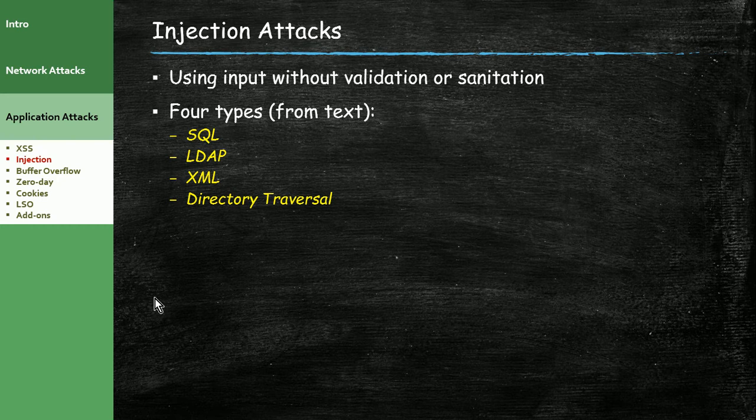XML, which is the extensible markup language, is another very common protocol. It's used in the web and for all kinds of applications, but we can inject things in there to try to attack systems. And then directory traversal, which I'll talk about very briefly. So let's talk about these. Let me show you some examples.